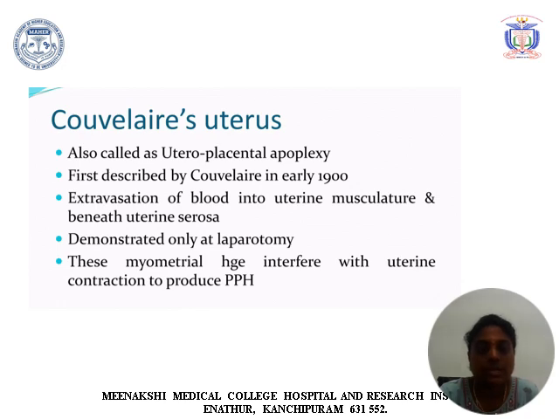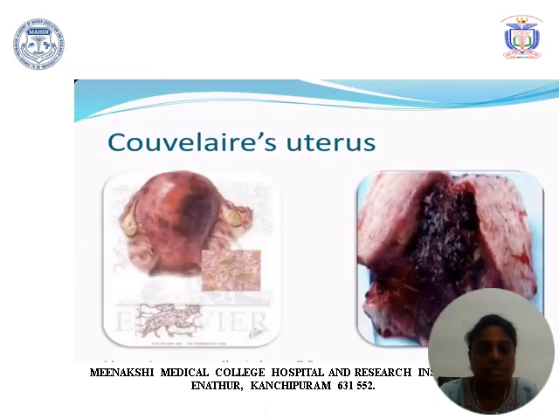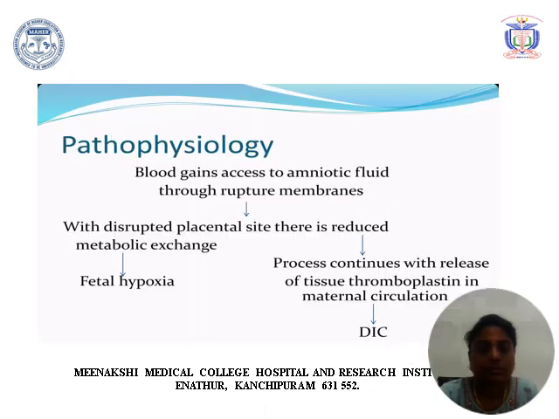It was first described by Couvelaire in the early 1900s. Here there will be extravasation of blood into the uterine musculature and beneath the uterine serosa. It is demonstrated only after laparotomy. These myometrial hemorrhages interfere with uterine contraction, leading to postpartum hemorrhage. So this is the Couvelaire uterus.